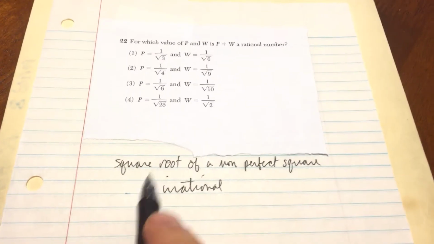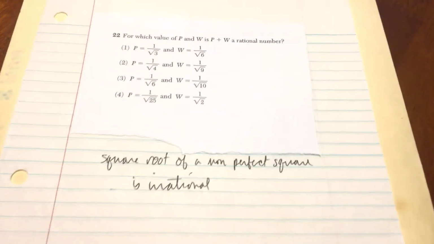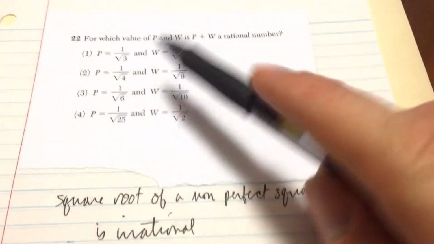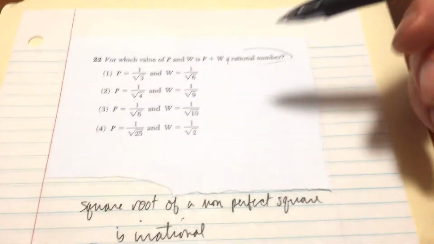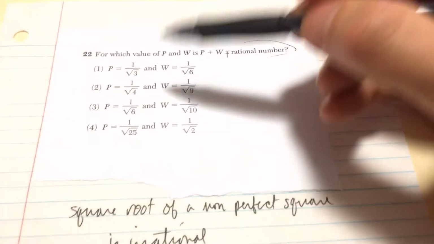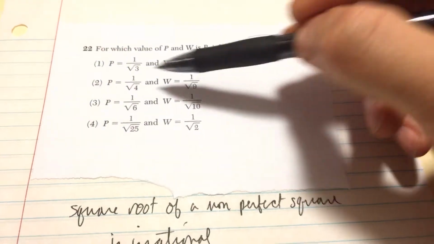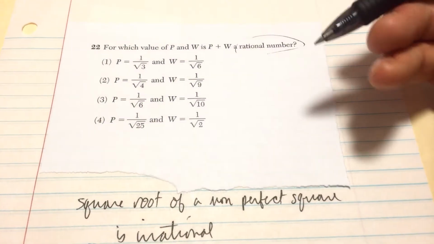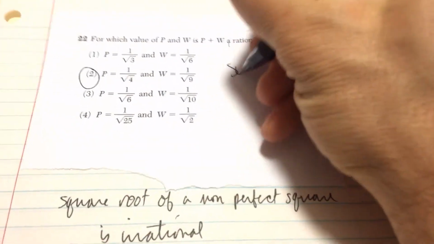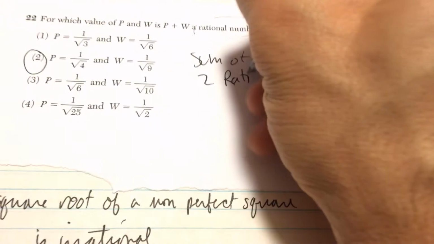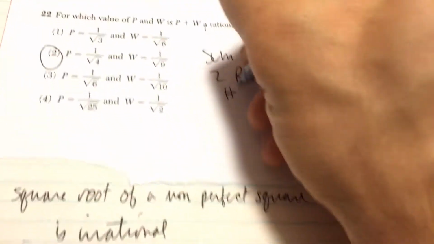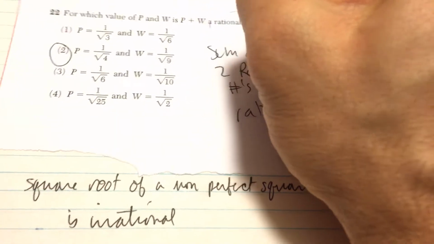Number 22, the square root of a non-perfect square is irrational. So in this case, you have to ask yourself, they're asking you which one of these is a rational number. Well, the sum of 2 rational numbers is rational. So which one of these has perfect squares in the square roots? It looks like choice 2 does.